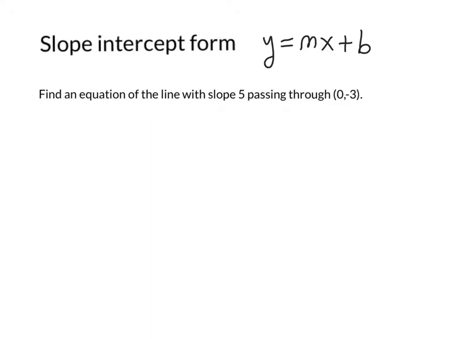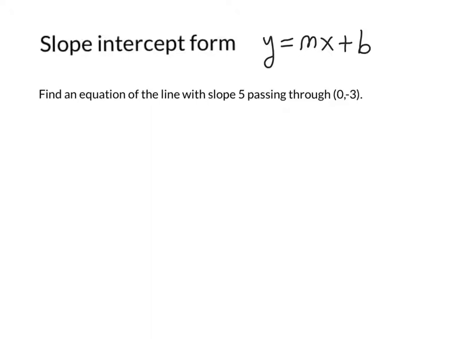So in the first example that I have here, I'm being asked to find the equation of a line with slope 5 passing through the point 0, negative 3. Now this is basically everything that I could ever hope for in getting information about a line. I'm given the slope, I don't have to compute anything, and I'm given the y-intercept, which is 0, negative 3. So in this case, everything is laid out for us, and if I have this information, I really would like to use the slope-intercept form because basically all I have to do is plug in my numbers.